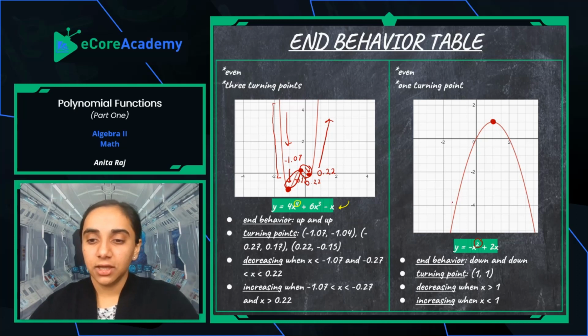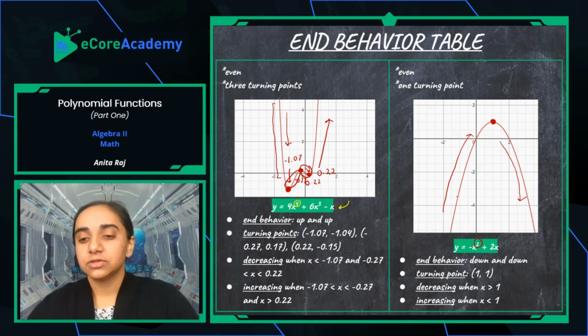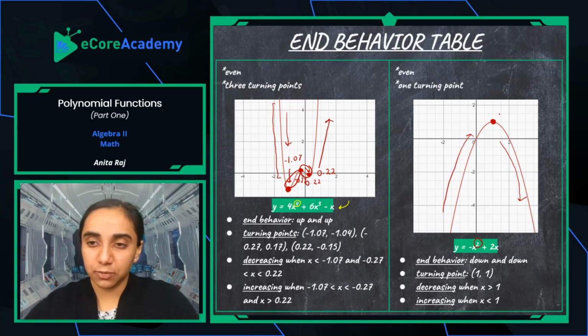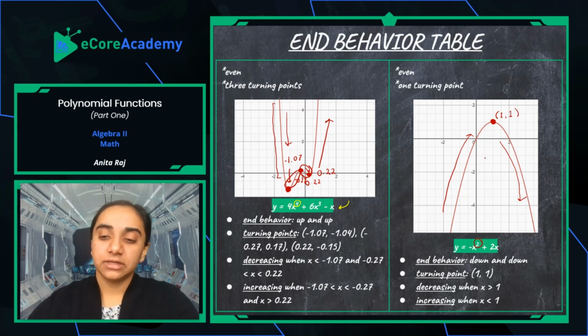Because if you see, the parabola is actually increasing as it's moving towards the turning point. And then suddenly it changes and it starts decreasing as it's moving away from the turning point. So the turning point itself is the point 1, 1, as you can just easily tell from the graph. We can tell that, like I said, the polynomial is decreasing as x is getting larger than 1.